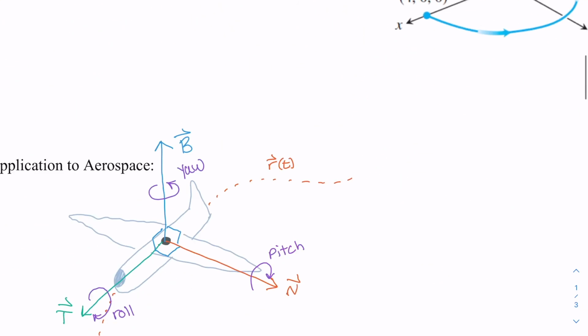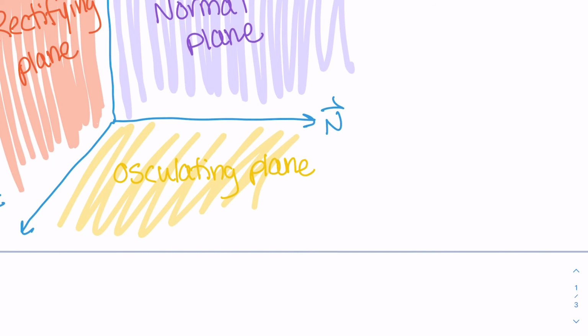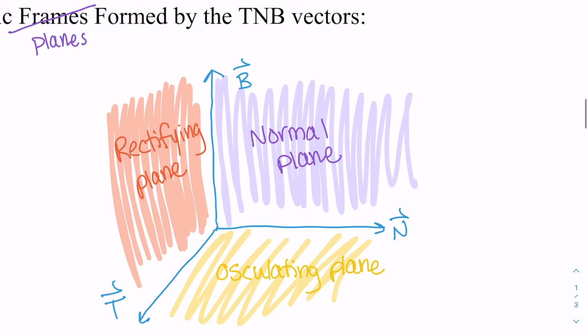Now you know from chapter 12 that to write the equation of any plane, you always need a point and a normal vector. And so to write the equation of this osculating plane, what would you use as the normal vector in your plane equation? Well, you would use the B vector. The unit binormal vector would be the normal vector to the osculating plane. And then for the rectifying plane, you would use the N vector, and for a normal plane equation, the T vector. Those would be the respective normal vectors.